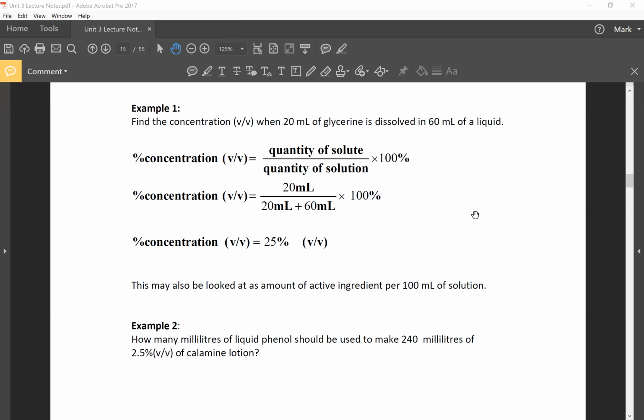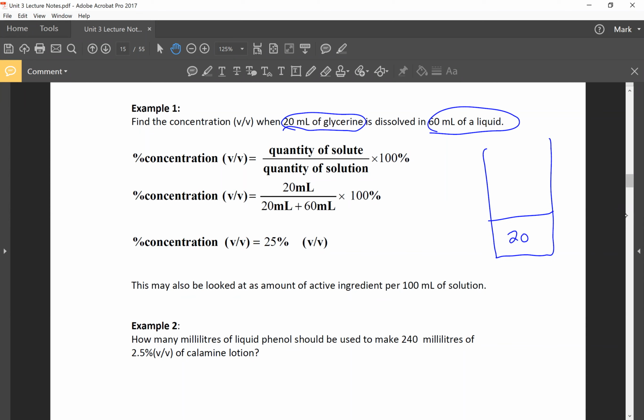V over V means volume over volume, so milliliter over milliliter, or liter over liter, whatever. It's volumes. So we're going to mix 20 milliliters of glycerin, dissolve it in 60 milliliters of liquid. Now, you really need to think about what you're doing. You're taking 20 milliliters of glycerin. You're going to mix it in 60 milliliters of another liquid, like this could be anything. And we're trying to find the percent concentration of that active ingredient, that glycerin.